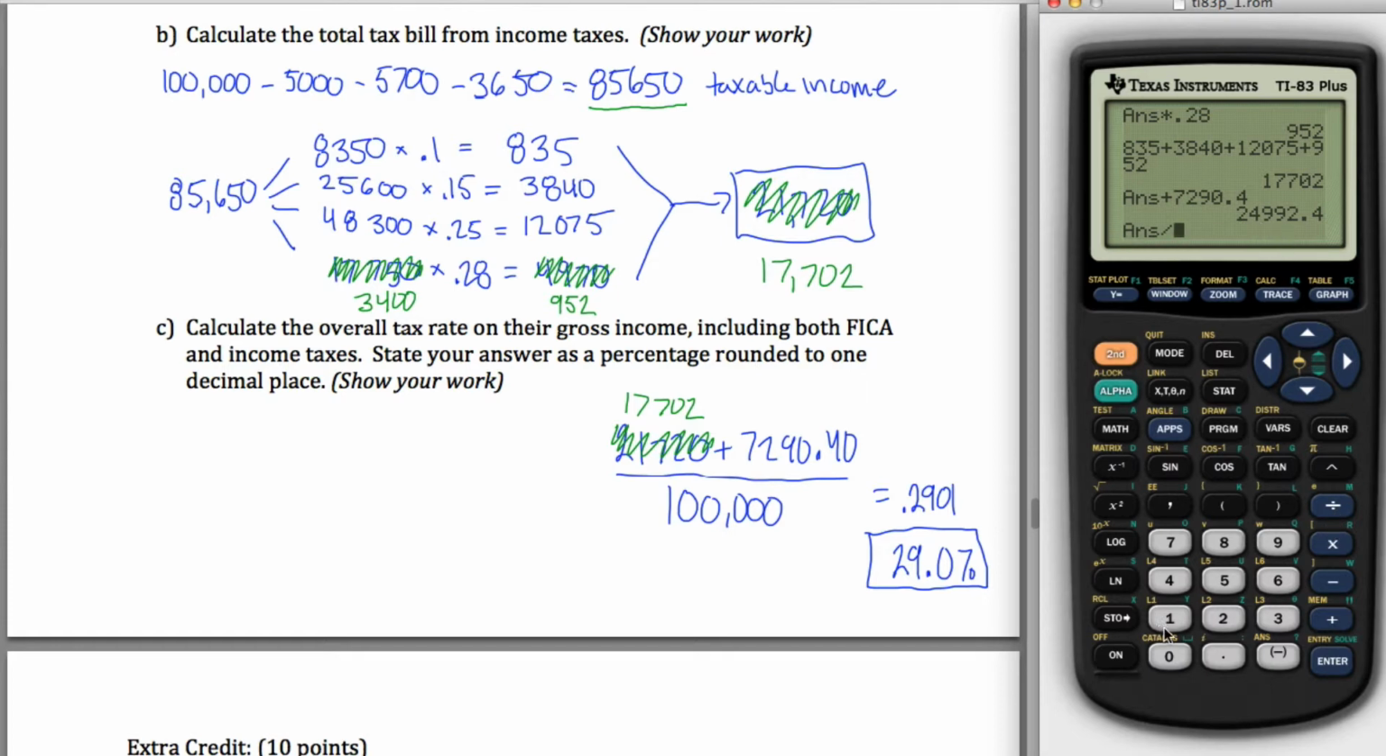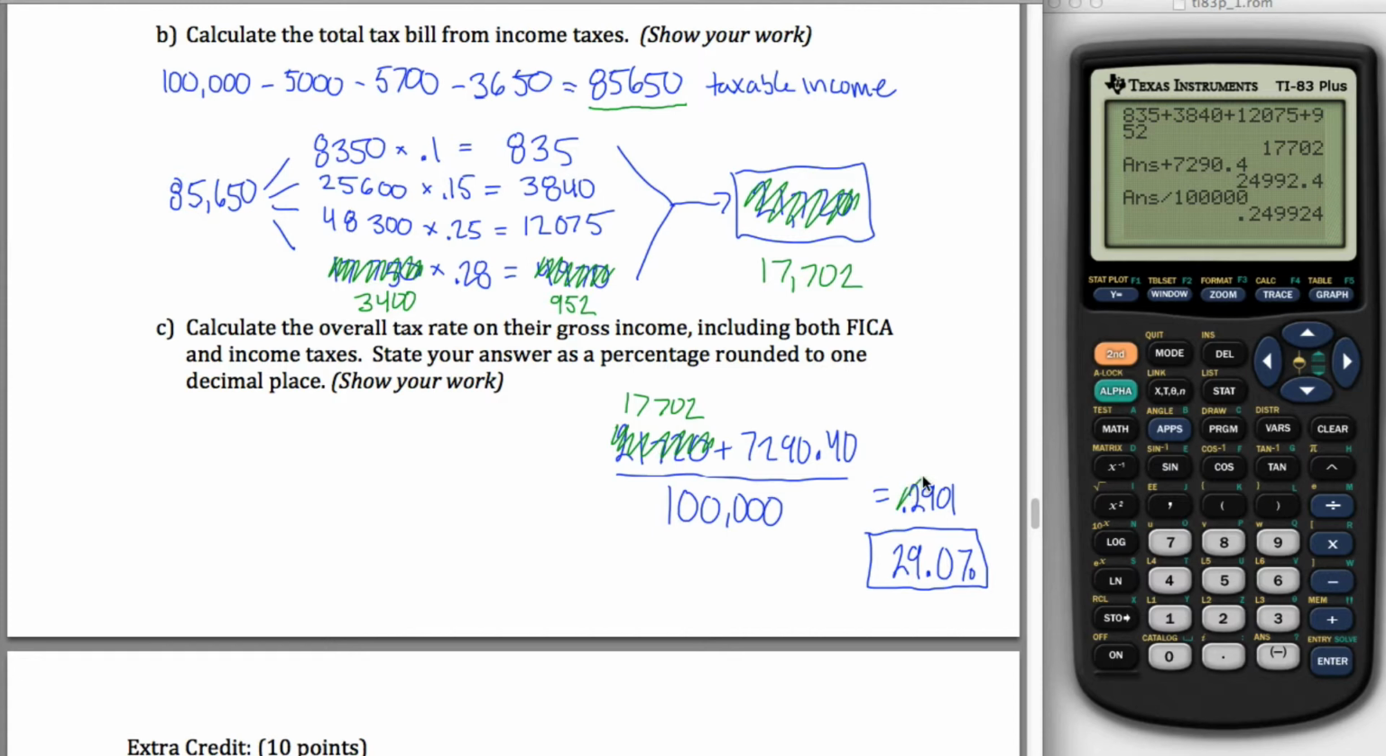That is out of $100,000. Enough zeros? Yeah, it's enough zeros. Their gross income. Hit enter, and you get, moves the decimal place essentially. You get that we are not paying 29%. We are paying 24 point, what am I supposed to do? As a percentage rounded to one decimal place, 25.0%.